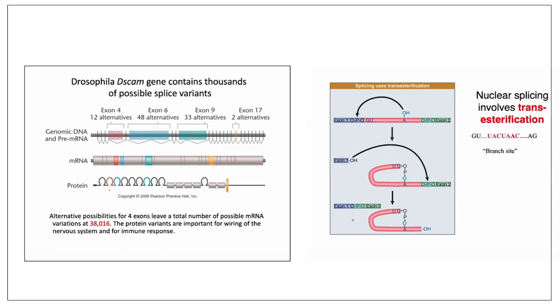So because of the alternative splicing of the 4 exons, 1, 2, 3, 4, it can lead to almost 38,000 variations. You can see that this alternative splicing can produce so many variations, and these variants are important for wiring of the nervous system and for immune responses. Again an example. So all these examples are just to tell you why alternative splicing is so important. It is determining the sex of an organism. From one mRNA you can have 38,000 different sets of proteins.